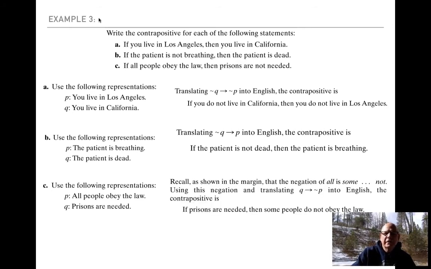And so if we translate that into the not Q implies not P in English, then if prisons are needed, then some people do not obey the law. Remember that in order to negate all, then you can put some, few, whatever, as long as you come up with some that make it to where it's not a true statement. All right.